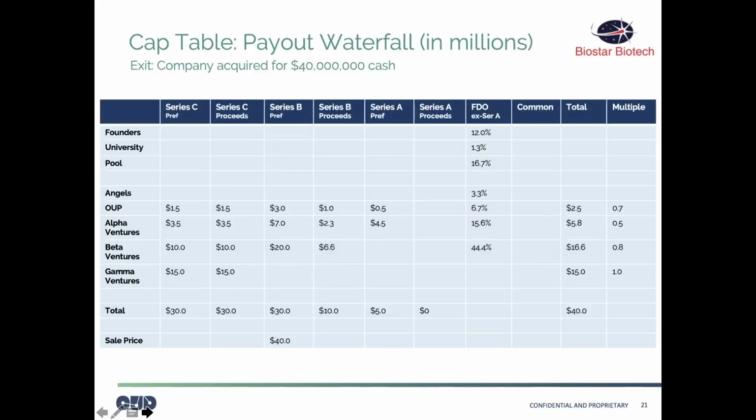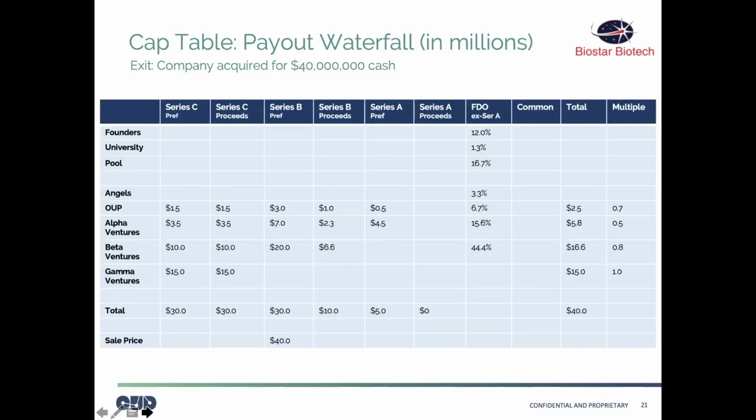In the fourth column, the Series B proceeds, you can see what is actually allocated to those investors. Then you go to Series A because they're next, and the preferences are 0.5 and 4.5. That was the 5 million invested in Series A, but guess what? There's no money left because the C and the B took it all. So Series A gets 0.